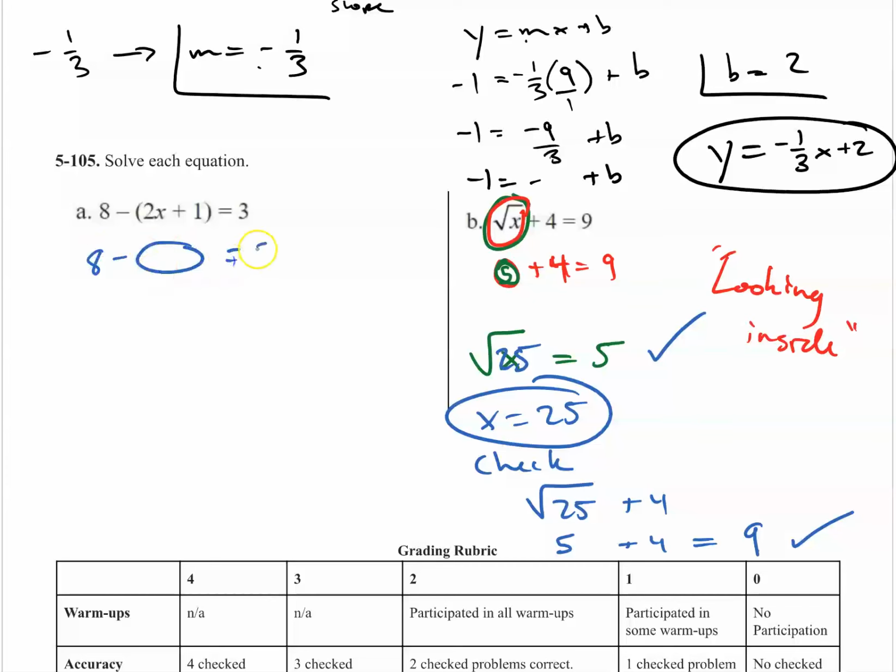So use the same method on this one. 8 minus what is 3? 5, right? 8 minus 5. So how can you get this to become equal to 5?